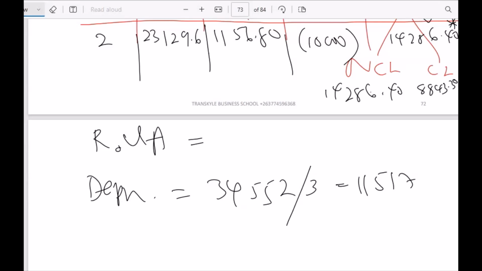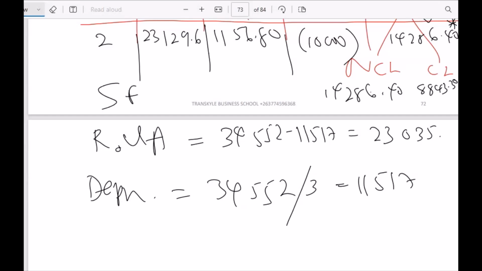So our right of use asset would be the original cost of 34,552 minus depreciation of 11,517. This gives us the right of use asset of 23,035. So at the end of the year, the asset's value becomes 23,035. So the SFP values have been found. This figure, that figure, and that figure.